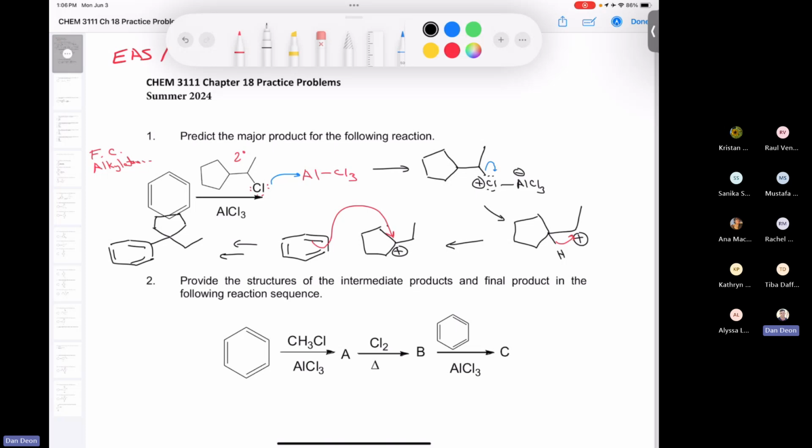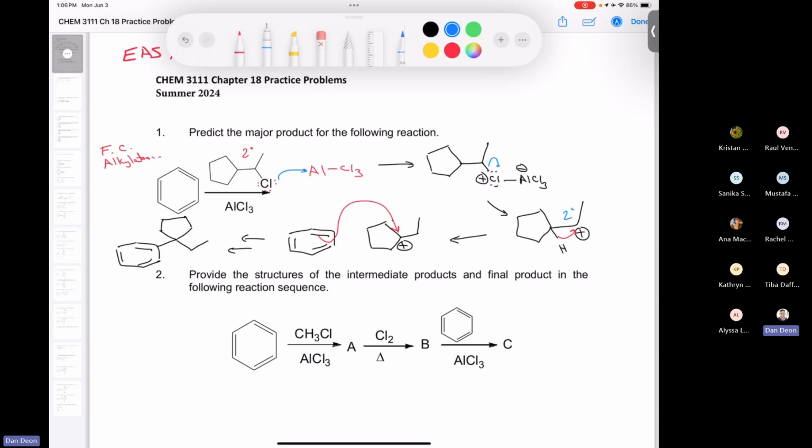I didn't ask you to go through all these steps to show it. I'm just trying to provide you with a rationale as to why you get the rearrangement occurring in this case. And again, it's because you go from a secondary carbocation to a tertiary carbocation. All right, so that covers that one. There's our final product right here. So let's move on to number 2.